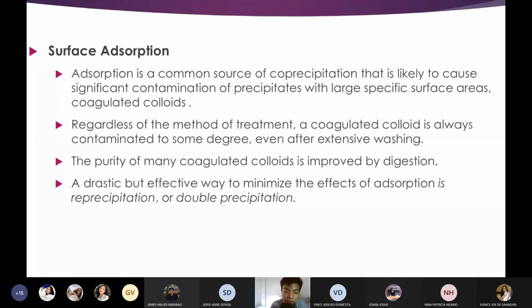Okay? So how will you remove that, no? Paano mo tatanggalin yung contaminants kapag dumikit siya sa inyong colloid or precipitate, no? The purity can be improved by digestion. So ano yung digestion? Basically, what you're going to do is that you will react your colloid again or your precipitate again para maging ions yan. Then pag naging ions na yan uli, ipe-precipitate mo uli, no? So uulitin mo lang yung process, no? In order na matanggal yung co-precipitates, no? Or yung contaminants, okay? So ganun lang.